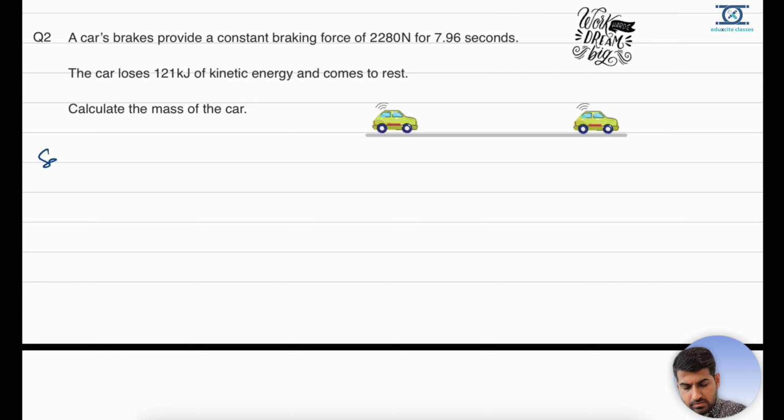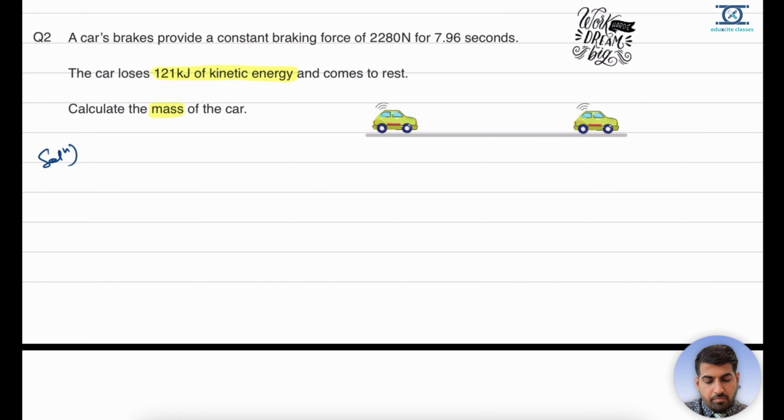Okay, so in this particular question, if you read it, this car is applying a constant brake in order to stop, and the car in that particular case loses an energy of 121 kilojoule and it comes to rest. We have to find out the mass of the car.